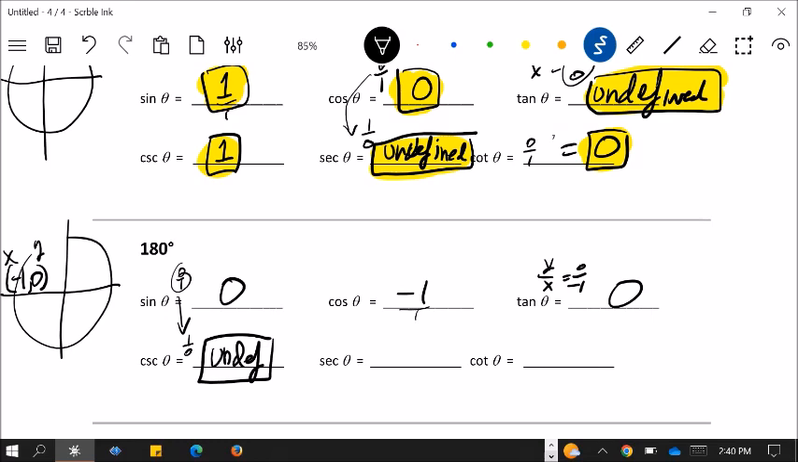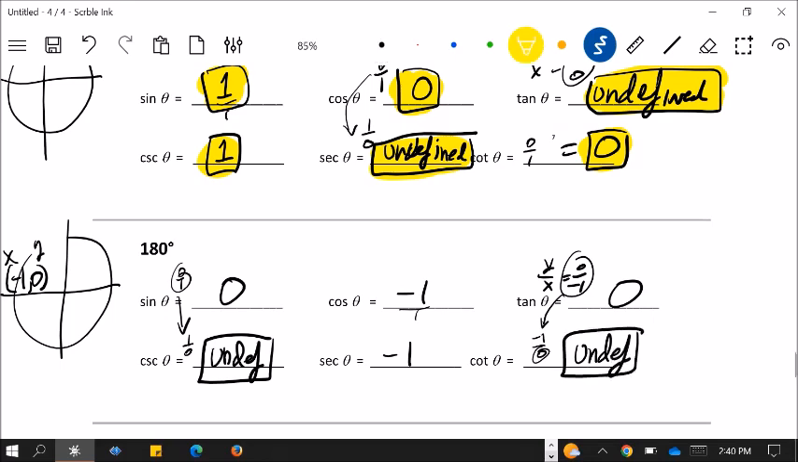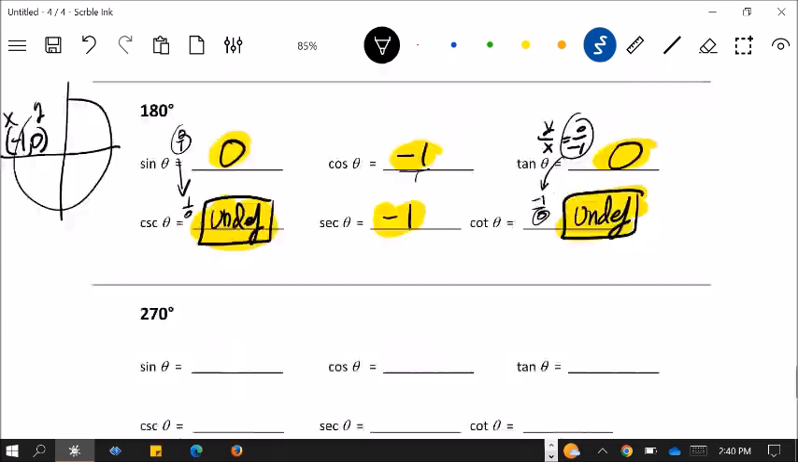Since -1 has a 1 under it, we can do the reciprocal, and that's still -1. Here, we can take that fraction and use the reciprocal, so it's -1 over 0, but we're not allowed to divide by 0. So this one is also undefined. 0, -1, 0, -1. Here are two undefined. For all of the quadrantal angles, you have two of them that are undefined.